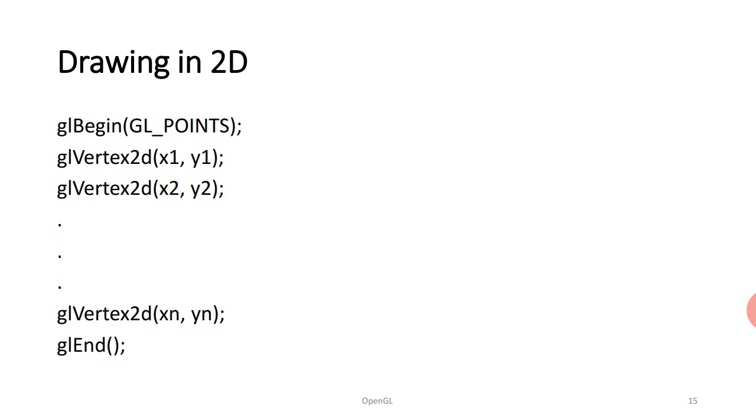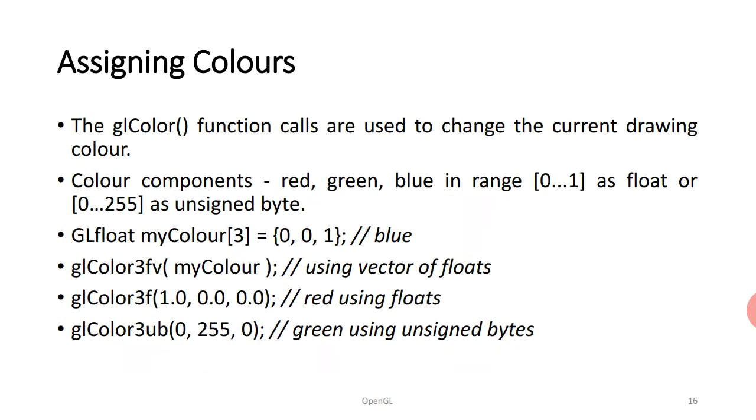You can perform drawing in 2D using OpenGL. For example, you will first call the glBegin function. If you want to draw points, then the parameter for glBegin will be GL_POINTS. The function name is glVertex2d, and two parameters, the x and y coordinates, are passed. Whatever number of points you want to display, that many times the function glVertex2d is called, and at the end the glEnd function is to be called.